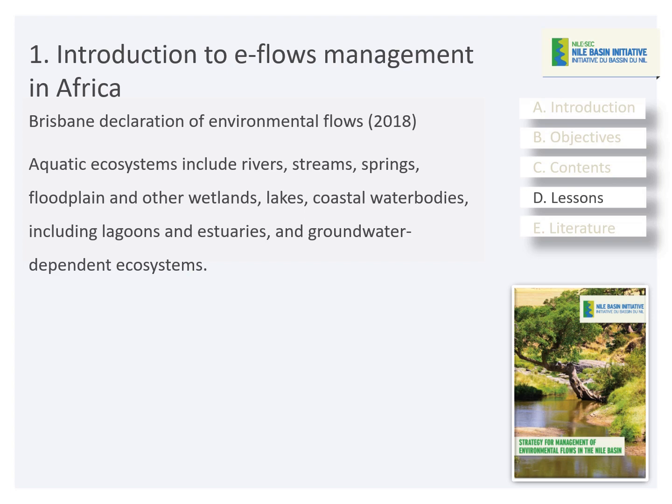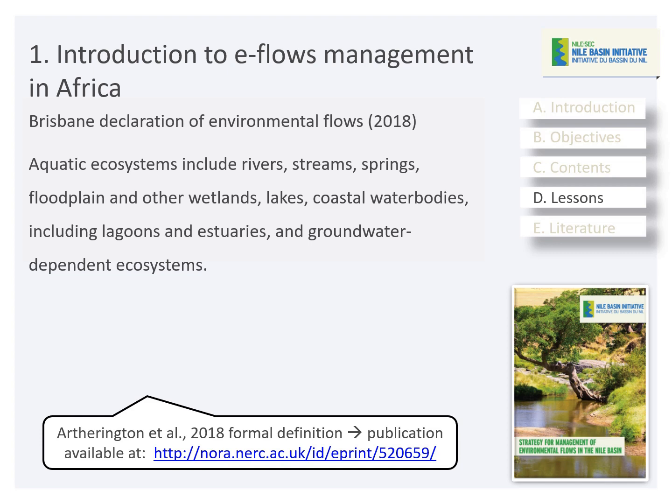The Brisbane Declaration of Environmental Flows in 2018 identified aquatic ecosystems to include rivers, streams, springs, floodplains, and other wetland and lake ecosystems, coastal water bodies, including lagoons and estuaries, and groundwater-dependent ecosystems. And that is available in a publication presented by Angela Arthington, which is available in that link.